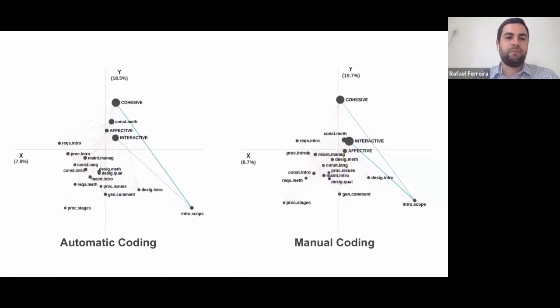And if we pass a line dividing the two groups, we can see that the line goes from cohesive to general comments in both cases. They are slightly different from each other, but they follow the same pattern. And also the social presence categories are more or less in the same part of the graph together with this construction method topic. And the rest of the topics are pretty much in the bottom part of this graph.